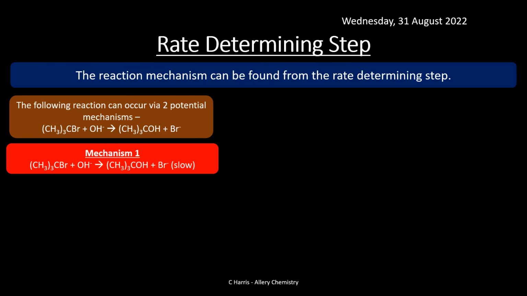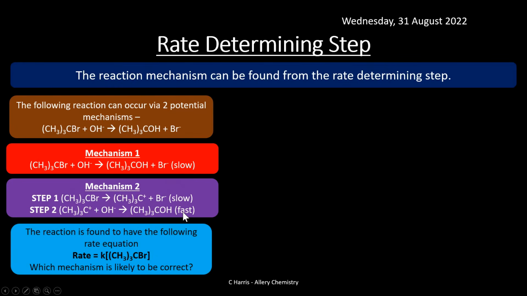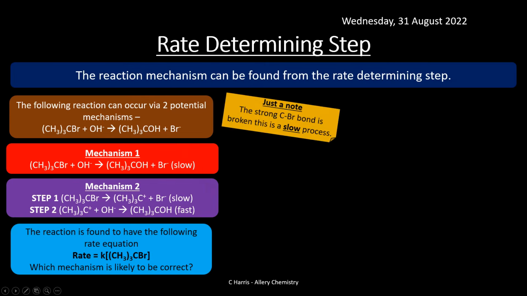So it can proceed via mechanism 1, which is basically just all in one go. Or it can proceed via mechanism 2, whereby it actually proceeds via 2 steps. So we've got this one which is slow, this one which is fast. Now, the reaction is found to have the following rate equation. So obviously you were provided with this, or you would have been able to work it out. So rate equals k, and we've got (CH3)3CBr. Which mechanism is likely to be correct? Is it going to be mechanism 1, or is it going to be mechanism 2? So we've got the rate equation, so let's have a look.